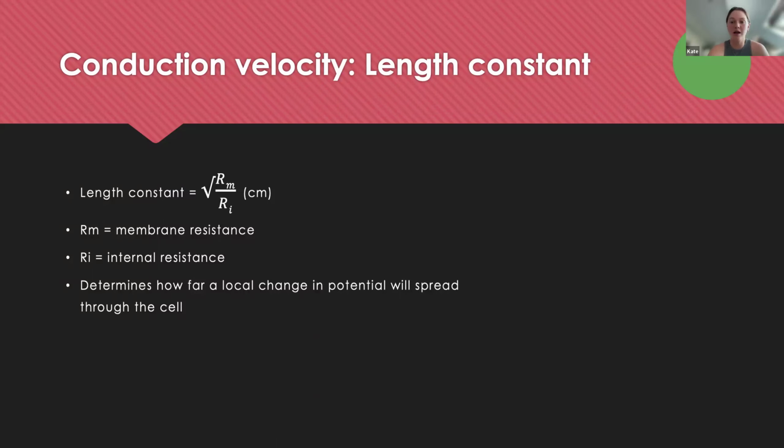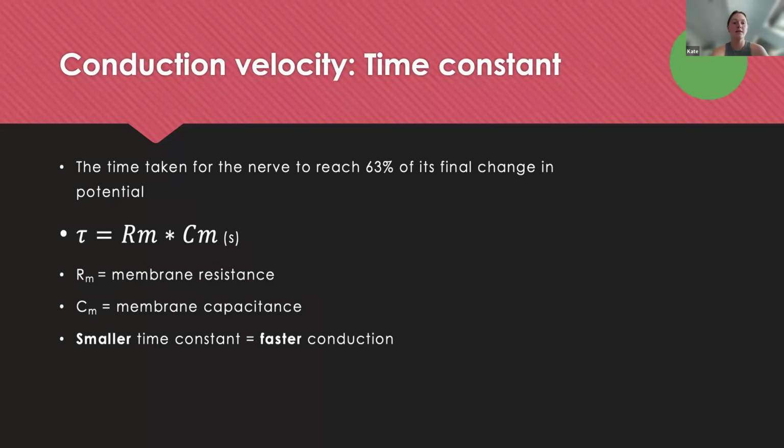And myelination, for example, increases the membrane resistance because you've got this fatty Schwann cell on the outside of the neuron. So it increases the membrane resistance and hence increases the length constant and increases the conduction velocity. The other constant that we talk about is the time constant. This is the time taken for the nerve to reach 63% of its final change in potential, and it is calculated by the membrane resistance times the membrane capacitance. If you have a smaller time constant, it means there's faster conduction. So for example, again, myelination decreases the membrane capacitance and hence decreases the time constant and hence provides faster conduction.